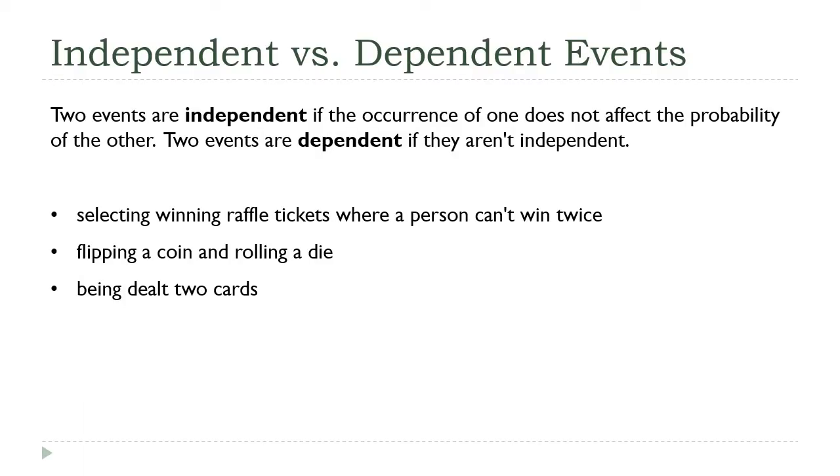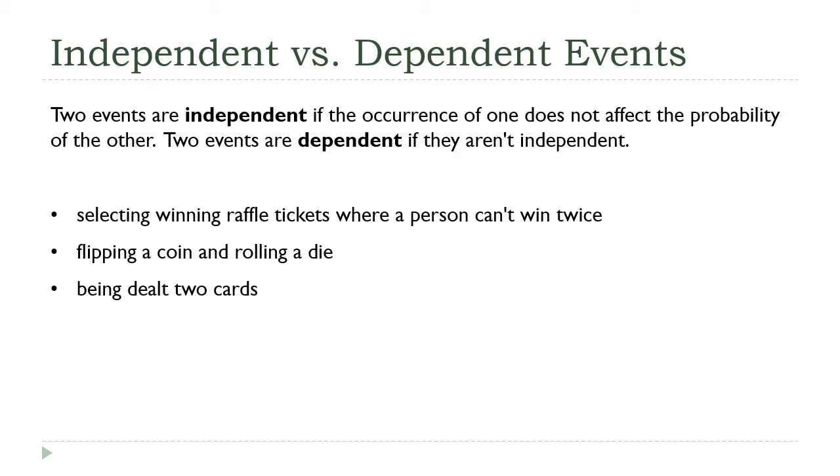So the second compound event that we're going to talk about is what's called an AND probability. All right. And again, we've got another definition here. This is kind of the AND equivalent of the mutually exclusive that we talked about before. Two events are independent if the occurrence of one doesn't affect the probability of the other.